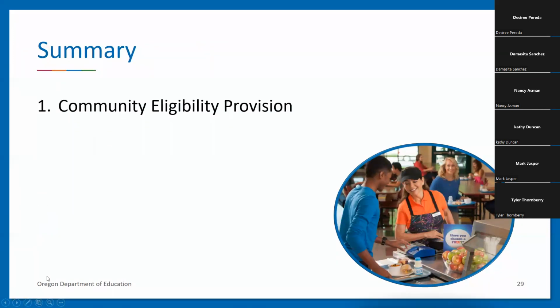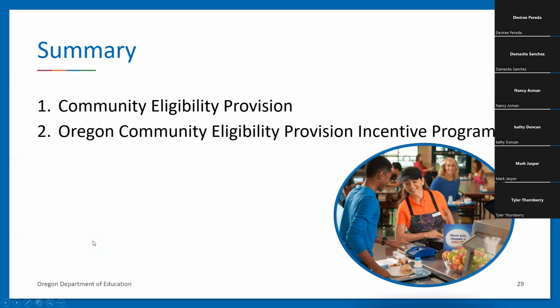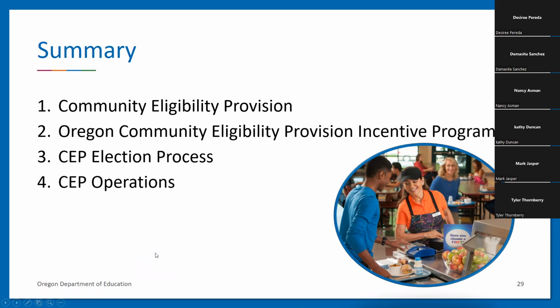So in summary, we reviewed the community eligibility provision, including how to qualify for CEP, what an identified student percentage is, and how to strategically group schools to maximize benefits. We also reviewed the Oregon Community Eligibility Provision Incentive Reimbursement Program and how this program makes participation in CEP financially viable for most schools that qualify. And we reviewed the CEP election process and how to successfully collect and submit data. And then finally, we took a look at some areas of CEP operations.